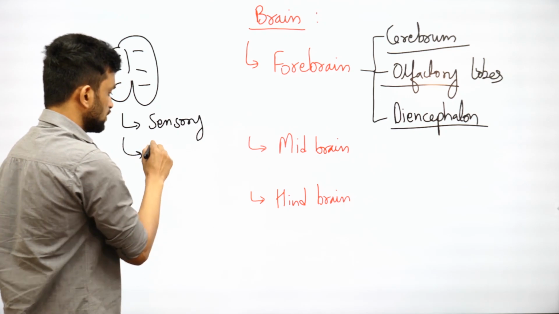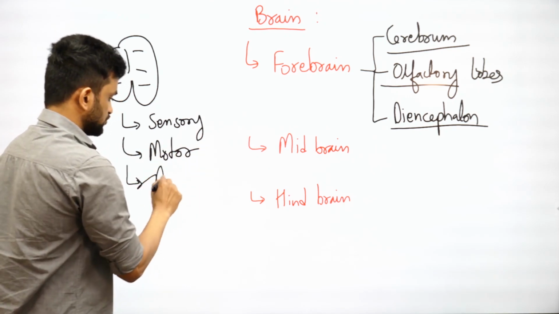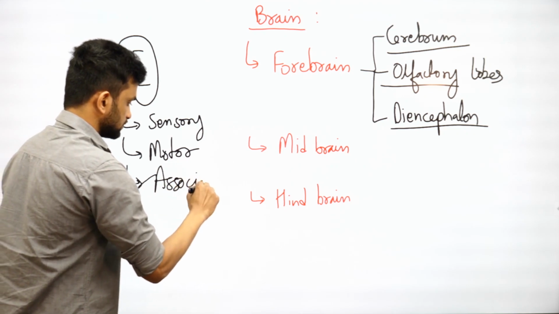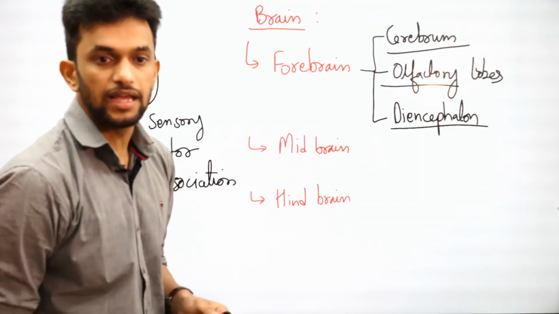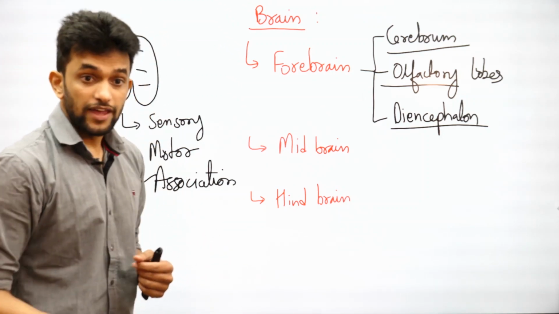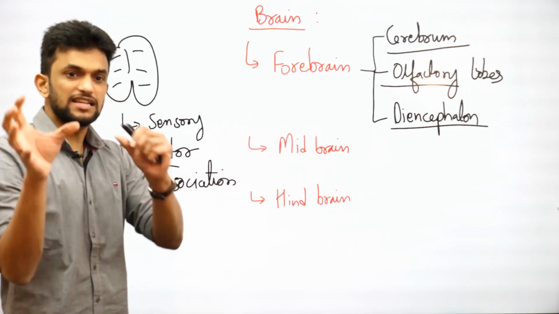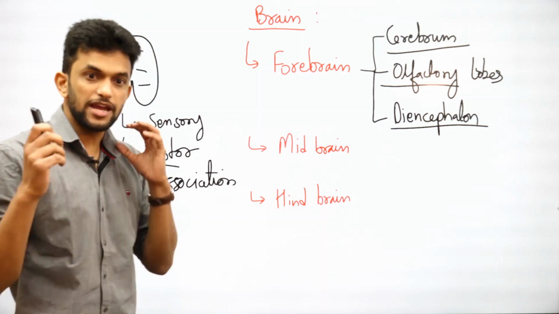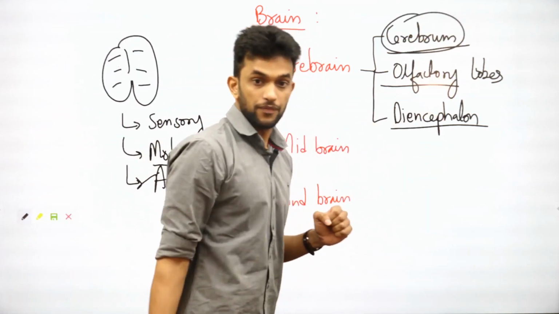It has motor function. It has association area. What do I mean by sensory? If I touch something, my brain will know I am touching something hot. Then I have to remove my hand, that is motor function. Association means relating the information coming into my brain. So all that is done by cerebrum.